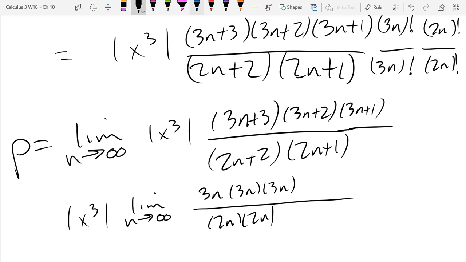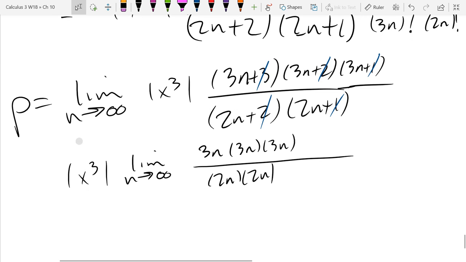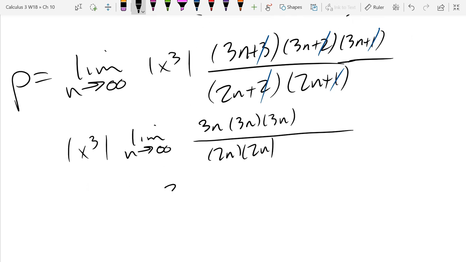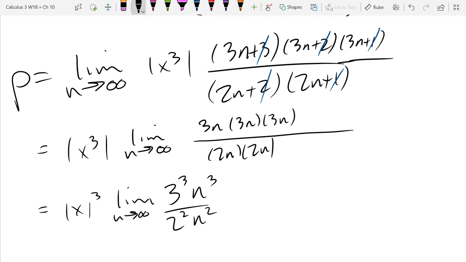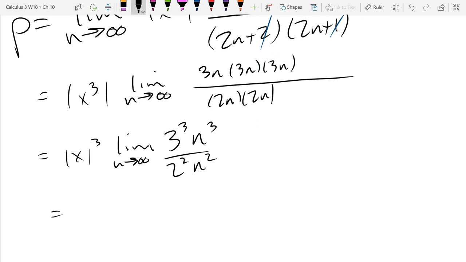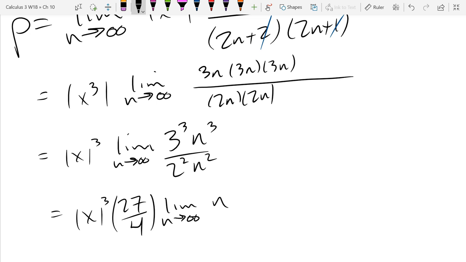Again, all we're doing is ignoring the constant right there. So I'm ignoring all the plus constants. So the bottom would be squared, the top would be cubed, so we'd go to infinity. Yep. So we basically got 3 cubed on the top times n cubed, and then 2 squared times n squared. So that's 27/4. And what is this easy limit? Infinity.